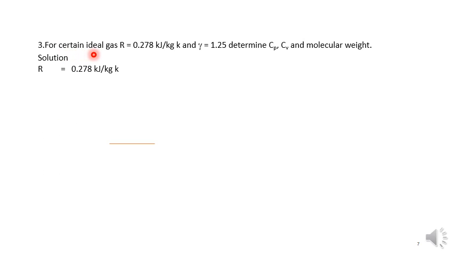For a certain ideal gas, the characteristic gas constant value R, they gave R value 0.278 kilojoule per kg Kelvin and gamma is equal to 1.25. Determine Cp, Cv and molecular weight. So R value, gamma value they gave. First write the R value, next gamma value, Cp question mark, Cv question mark, molecular weight we are denoting with capital M question mark.